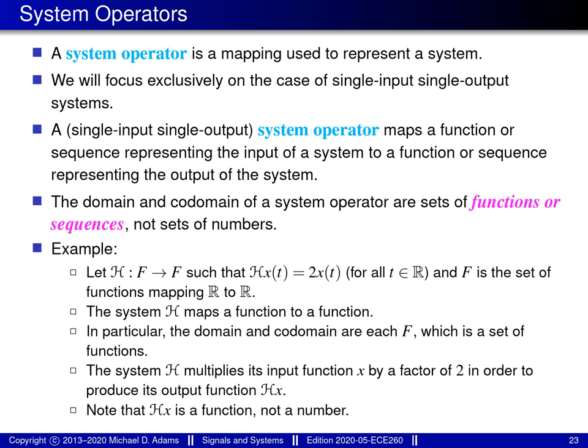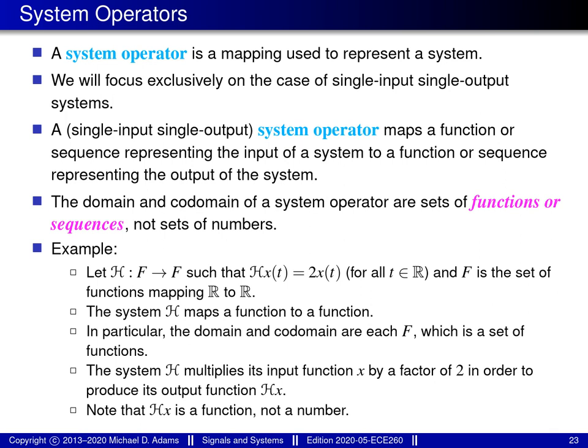The next type of mapping that I need to introduce is what is known as a system operator. So a system operator is essentially the mathematical abstraction that we use to represent a system. In other words, the way that we represent systems mathematically is in terms of what's called a system operator. Now, in the context of this course, we focus almost exclusively on the case of single input, single output systems, so I'm going to focus on this case here.